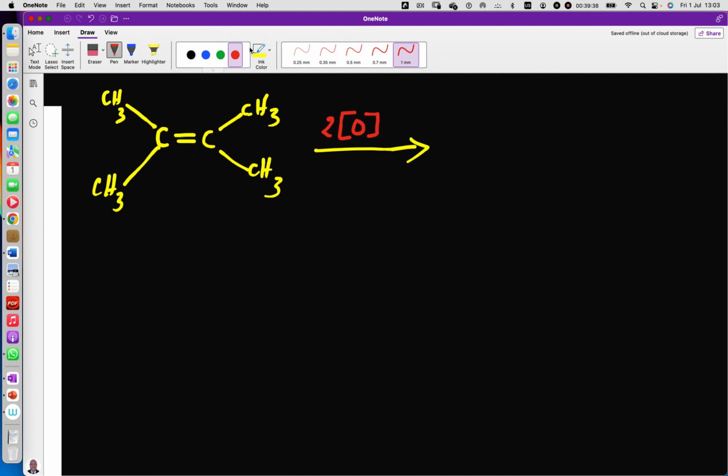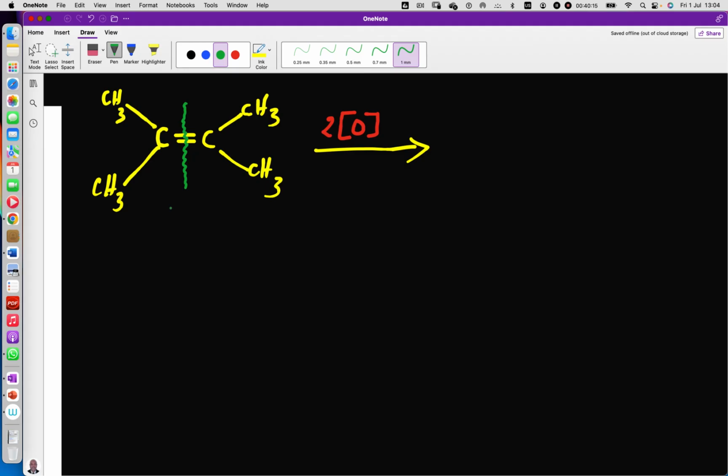So this is what we are going to have when we are using this condition, hot concentrated acidified potassium manganate 7 solution. There is going to be a breakage in the middle here, a breakage of the double bond. The condition is hard, hot concentrated acidified manganate 7. Because of the harsh condition, it's going to break the double bond instead.